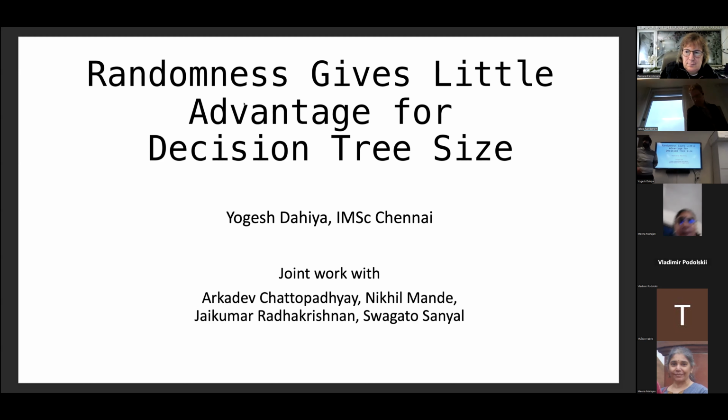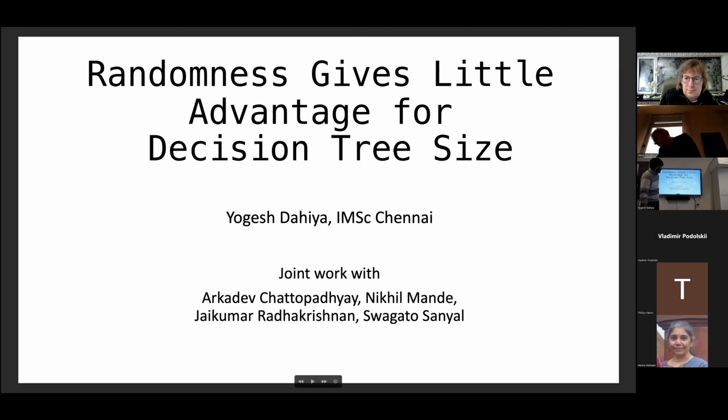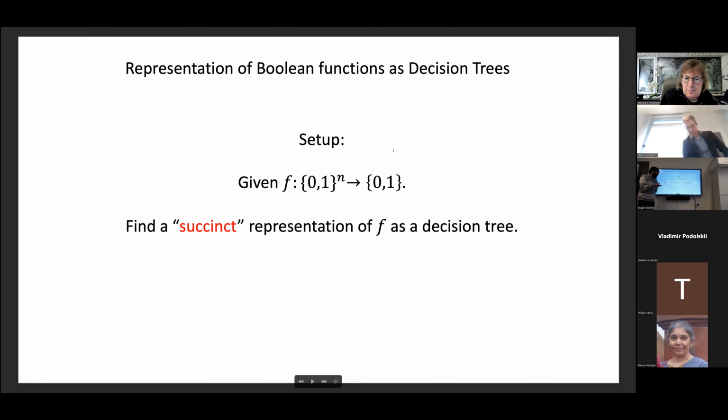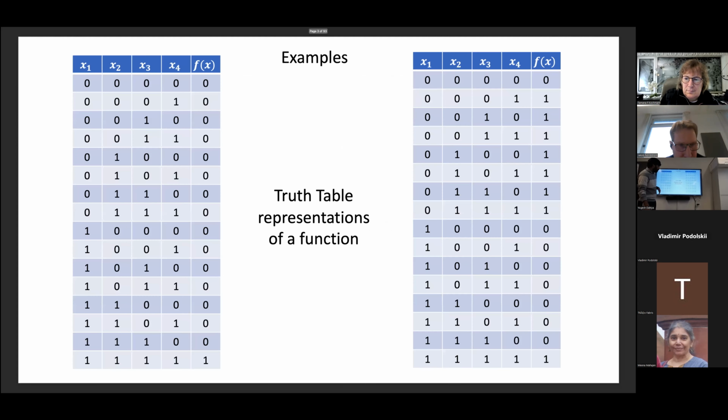So I'll talk about the role of randomness in decision tree size. Let me start by giving the problem setup. We are given some Boolean function, and we would like to find a succinct representation of that function as a decision tree. Before I define decision trees, there can be multiple ways to represent a Boolean function.